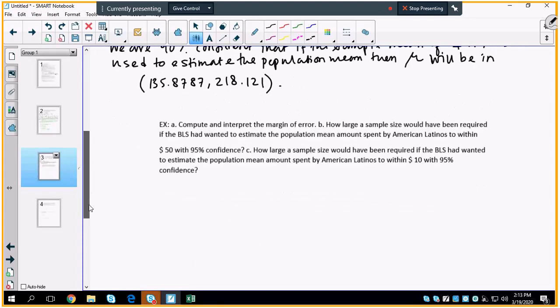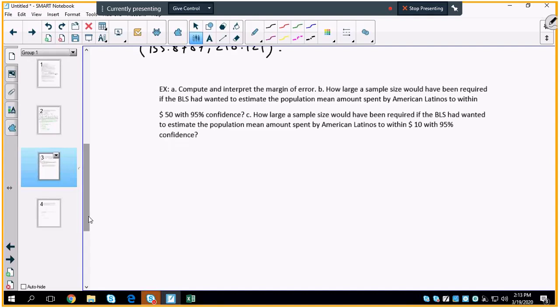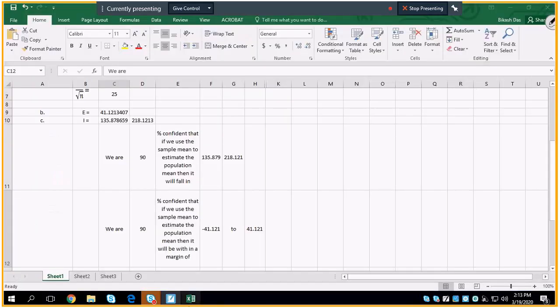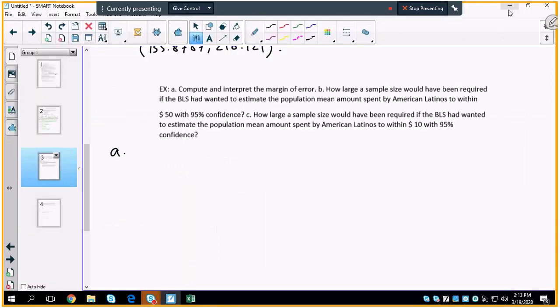And then similar type of question, compute and interpret the margin of error. We found the margin of error if you look at the spreadsheet, and we will do it. So the margin of error in this situation from the spreadsheet, we're looking for E, and that's 41.1213. So we'll go ahead and say that margin of error is E equal to 41.1213 and interpret that. So we'll say we are 90% confident.